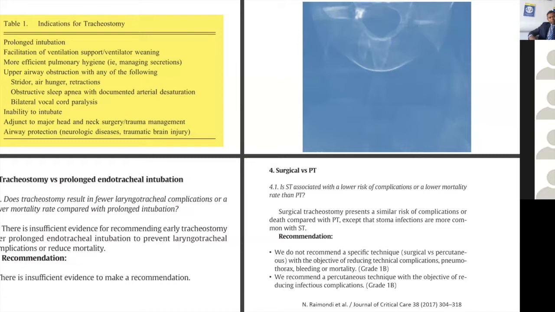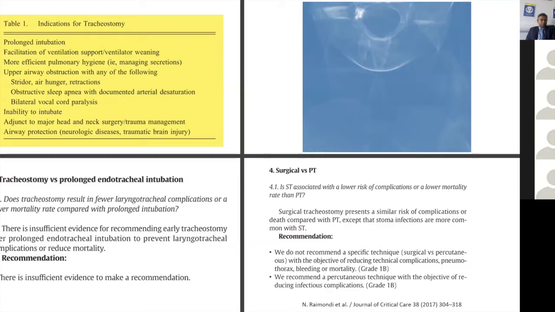So there are a handful of indications, but the most important thing for one to remember is: why are we doing this? How long is the tracheostomy needed for? And is this the right choice? Now, what I put on here is a very recent paper which looked at this, and two of the questions that we very often face: tracheostomy versus prolonged endotracheal intubation.